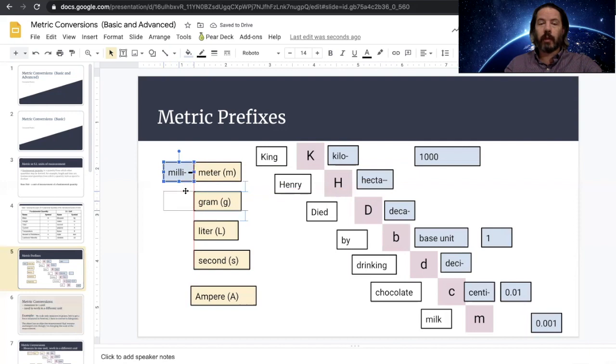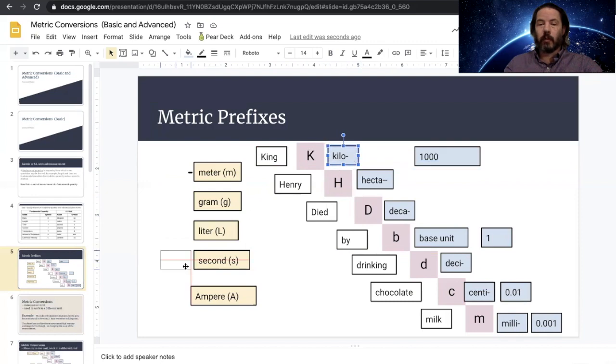We can also apply these to our other base units. So we can have a milligram. So a milligram is 1,000th of a gram. Okay, it's a fraction, it's a decimal. A milliliter is 1,000th of a liter. We can have milliseconds. We can have milliamps, is actually how we would say it. We can have the milliampere, which means we have 1,000th of an amp. And so all of these prefixes can work with all these: kilometer, kilogram, kiloliter, kilosecond, kiloampere.